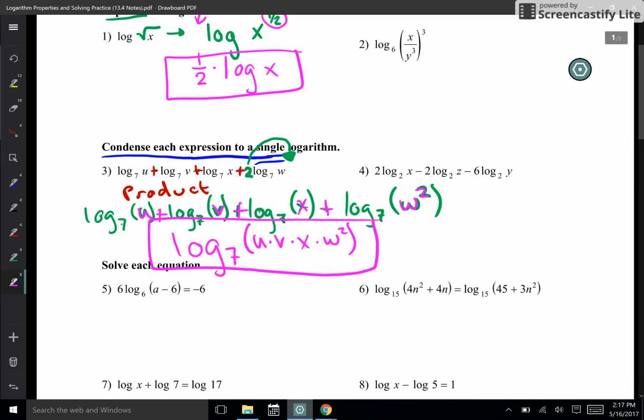All right, take a few minutes, do numbers 2 and number 4 with your group, and then we'll come back and we'll do some of these solving equations.